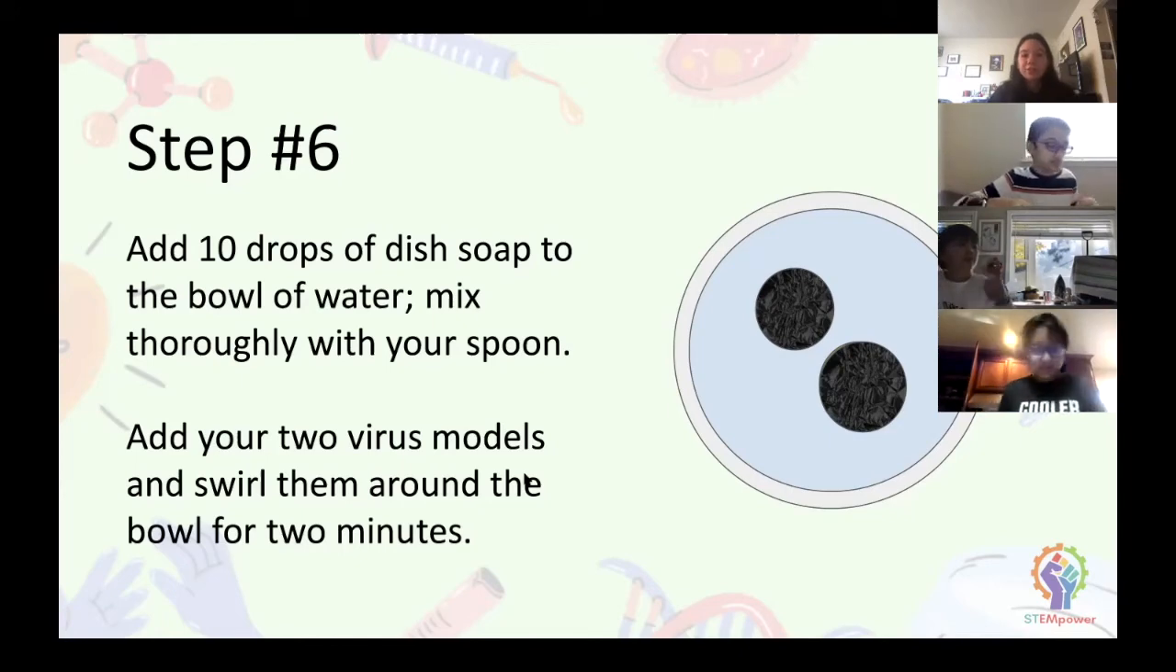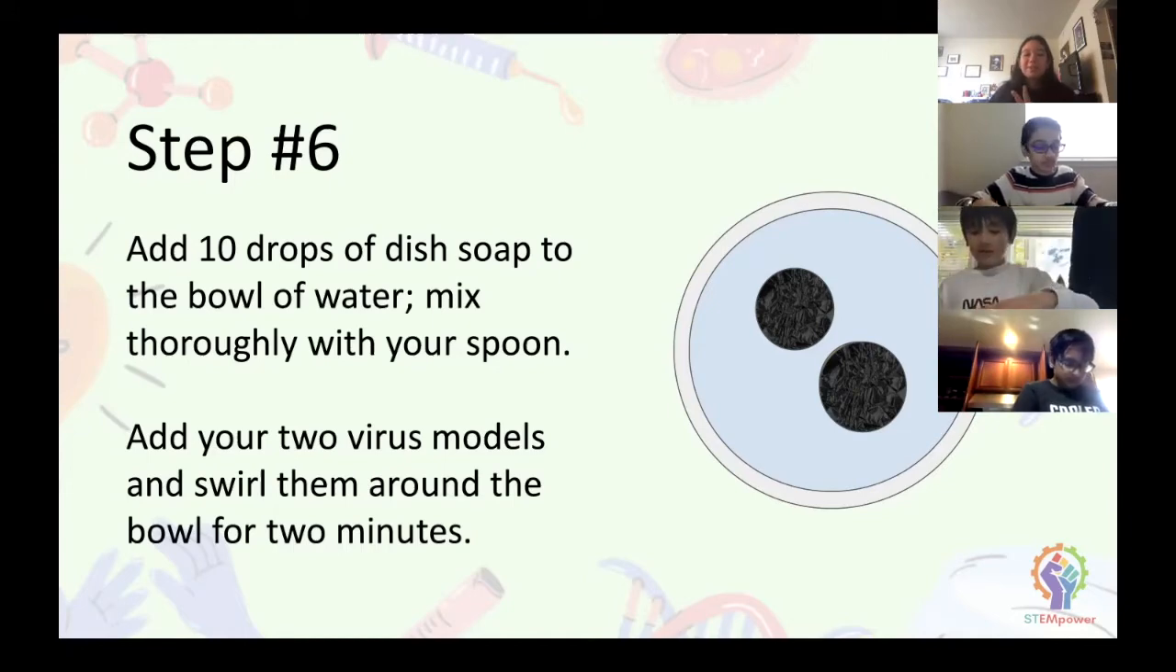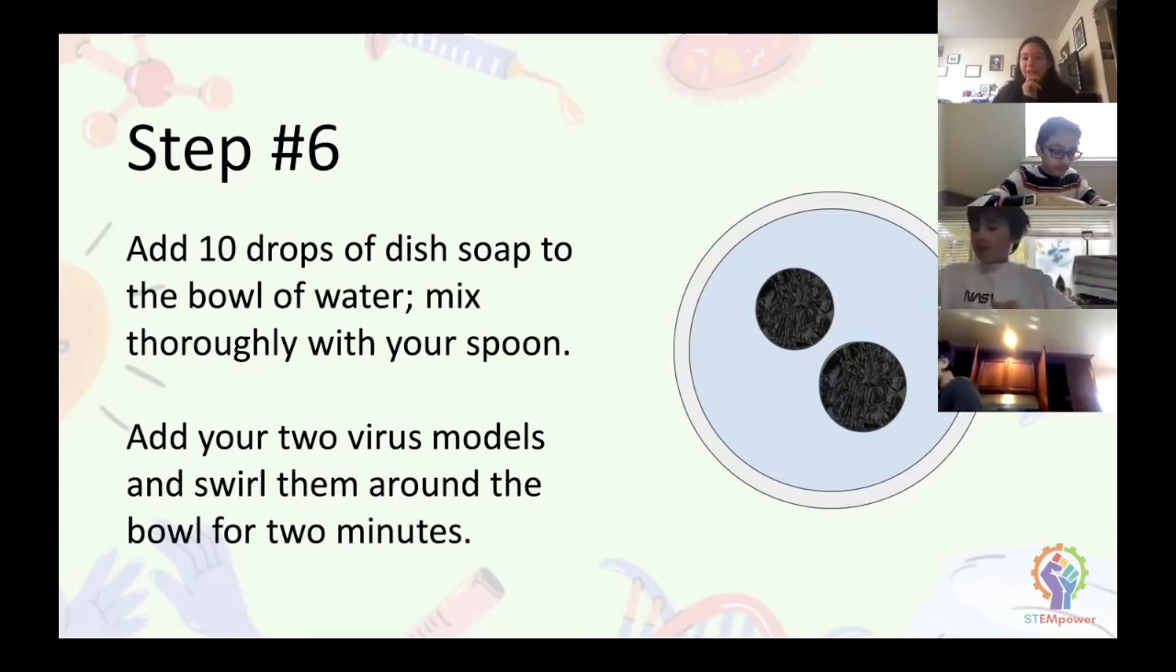So now we can take 2 minutes, put your 2 virus models in. You can play around with them. Don't move them around too hard. Don't mess with the experiment too much, but you can swirl them around a little bit. Make sure that they're moving around. And then we're going to do this for 2 minutes. I'll set a 2-minute timer. And in 2 minutes, we'll reconvene.